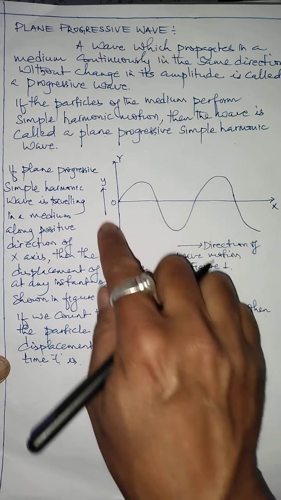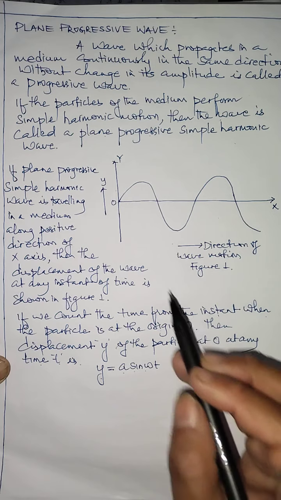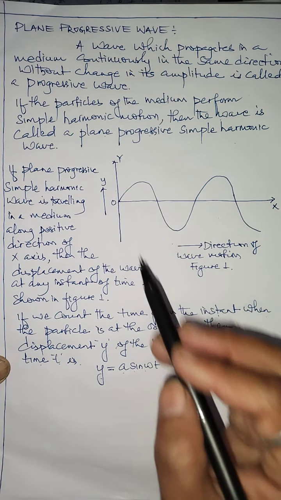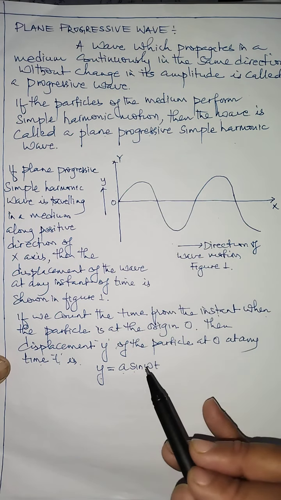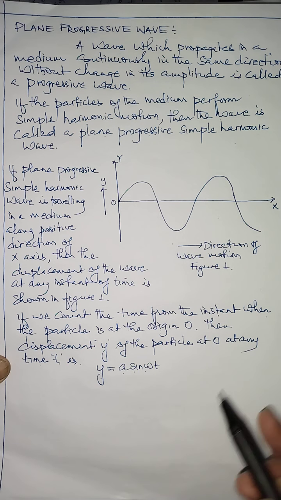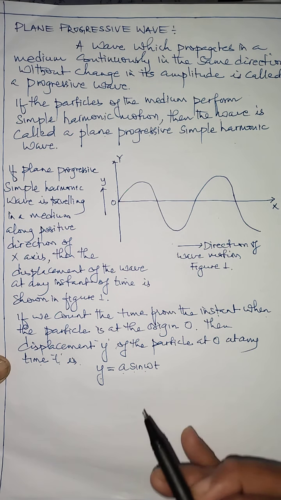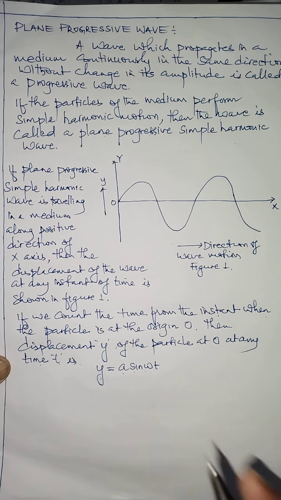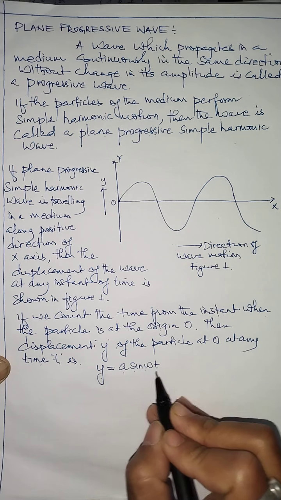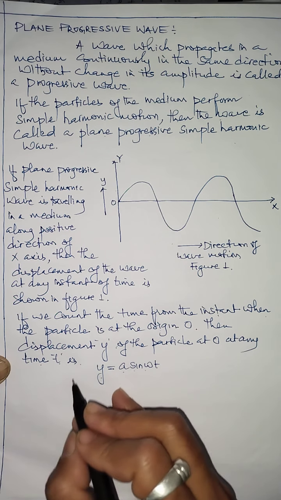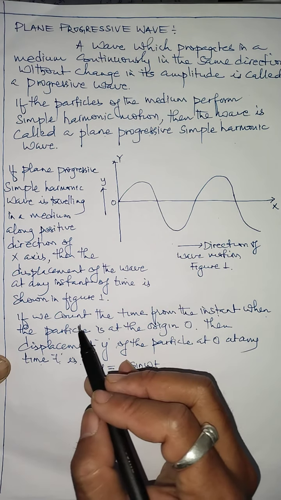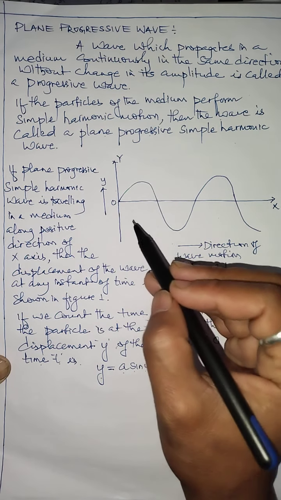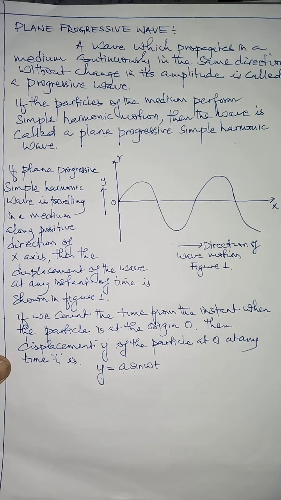But the wave is propagating in a particular direction, with a constant amplitude. That's why this type of wave is called a plane progressive simple harmonic wave, and this is also the displacement equation of a plane progressive simple harmonic wave. So what is the displacement equation at any instant of time? y equals a sine omega t. And this equation is true when we count the time from the instant when the particle is at the origin.